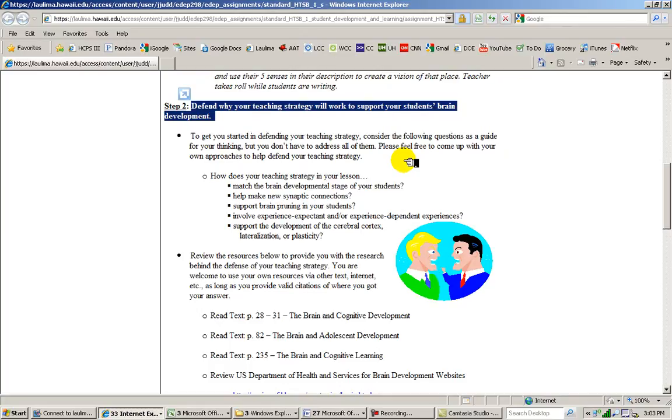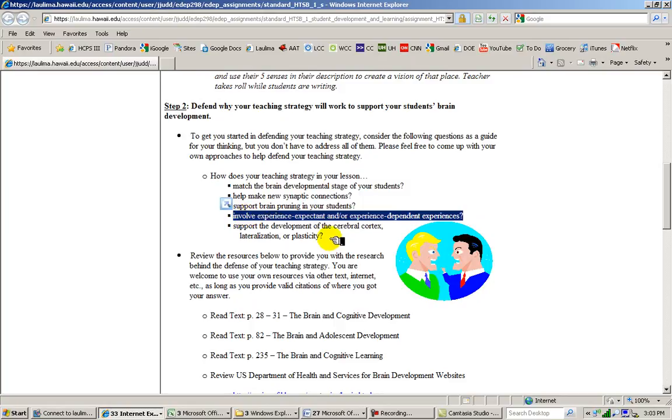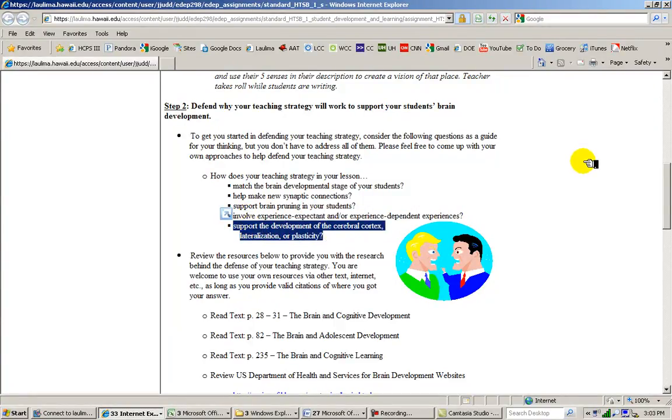How does that strategy that's specific for your kid's brain match the brain development stage of your students? Does the brain have different stages? How does it help make new synaptic connections? How does it support something called brain pruning in your students? How does it involve experience expectant or experience dependent experiences? How does it support the development of cerebral cortex, lateralization, and plasticity?